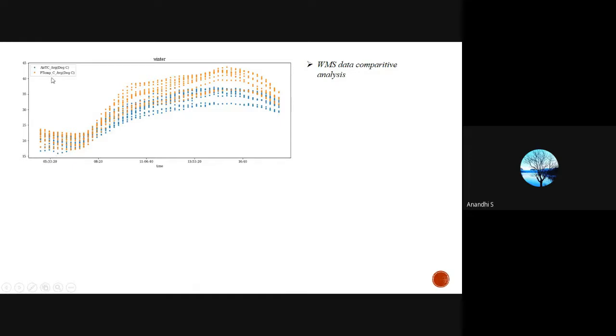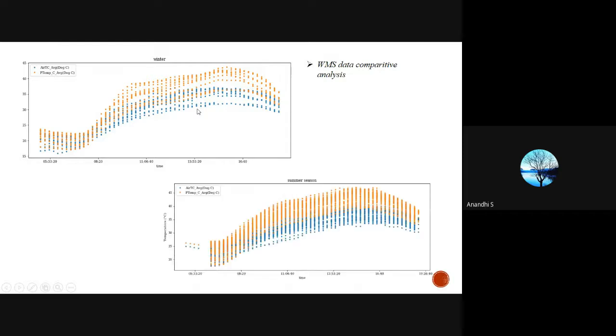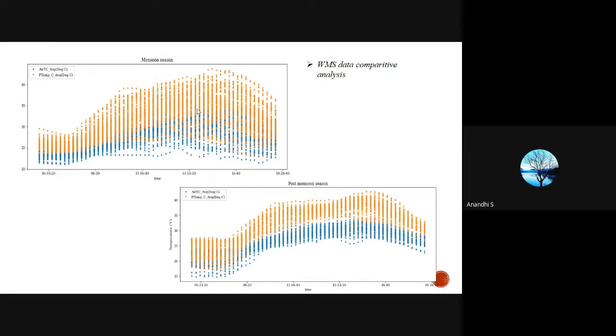I have also tried this plot from power plant data, time versus air temperature and panel temperature. The orange dots are panel temperature, and the blue dots are air temperature. Like this, I have plotted season-wise.